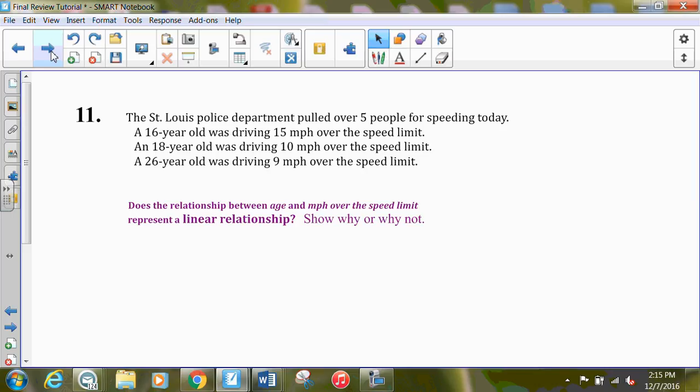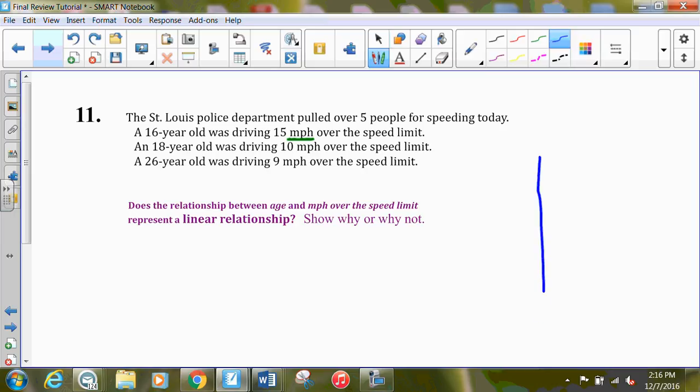Here's the tricky part of this. I see miles per hour, and that's a rate, isn't it? And so if it said that everybody was going the same rate over the speed limit, then we would go right ahead and say, oh yeah, this looks linear. They all have the same rate, but they all have different rates. So what we're forced to do is make a table out of it so we can make sense out of our data.